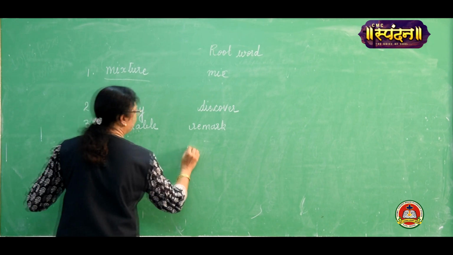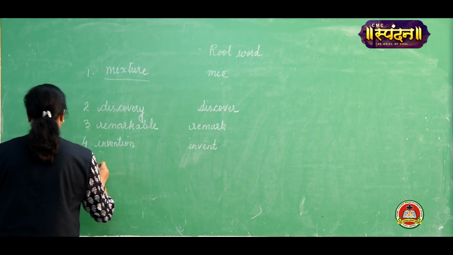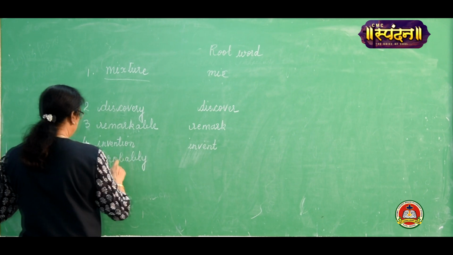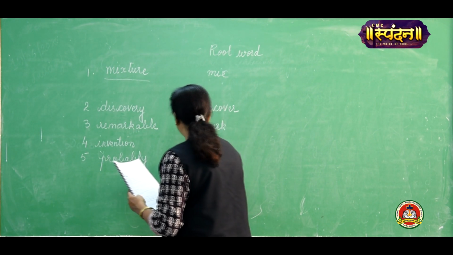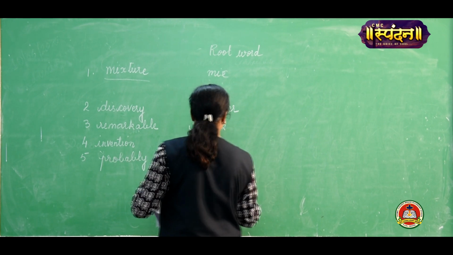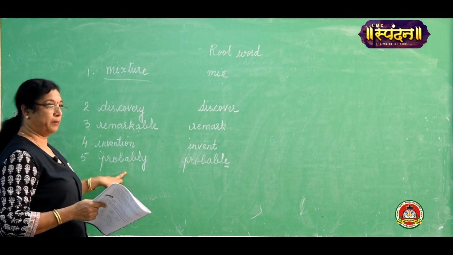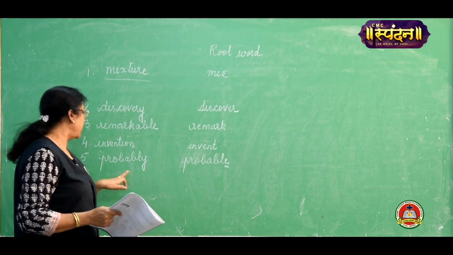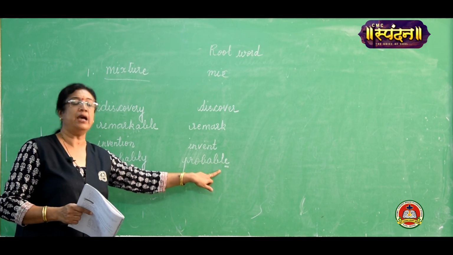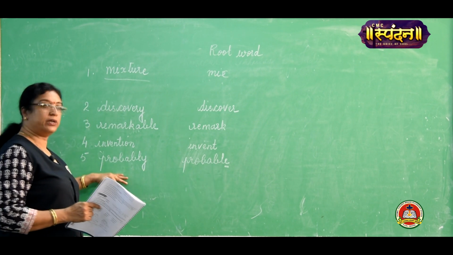Invention, that will be invent. Now look at this word, probably. This word has come from probable. Now in this there is a bit of difference in spelling. Here E is there. But when we write probably, we only write probably. We are going to cut this E from here, okay? So from where have we got this word? We have got this word from probable. And this word is probably.